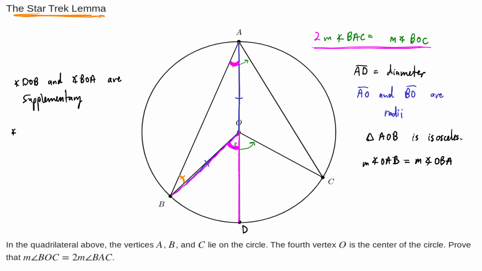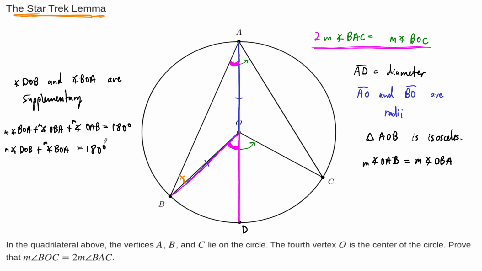So angle BOA plus angle OBA plus angle OAB. These are the angles of the triangle, okay? These all have to add up to 180 degrees. At the same time, angle DOB plus the angle BOA. Technically, I should be writing the measures of these angles, right? So the measures in degrees of these angles have to add up to 180 degrees.